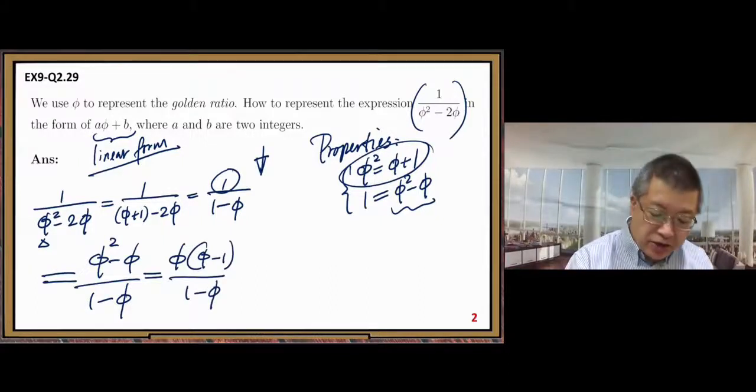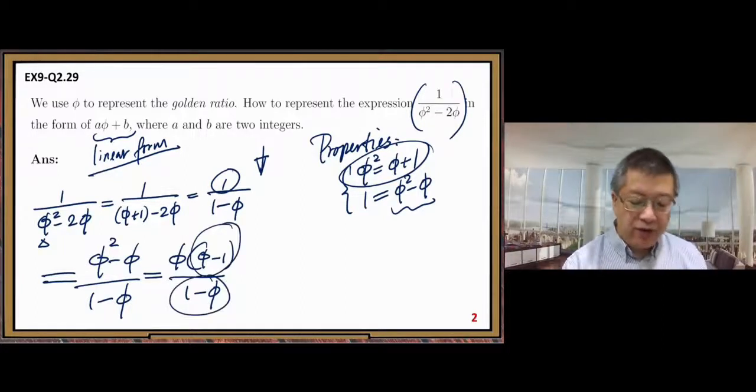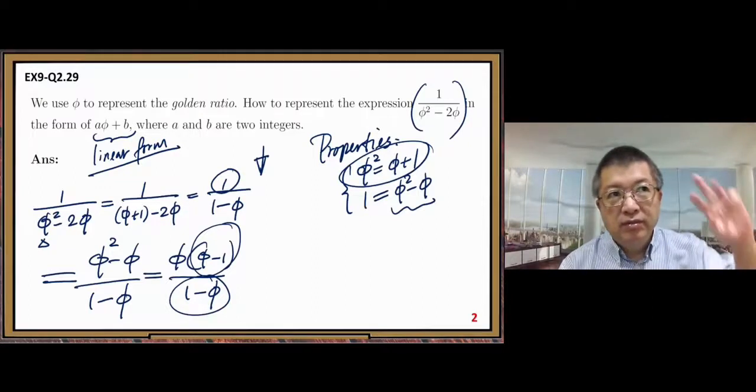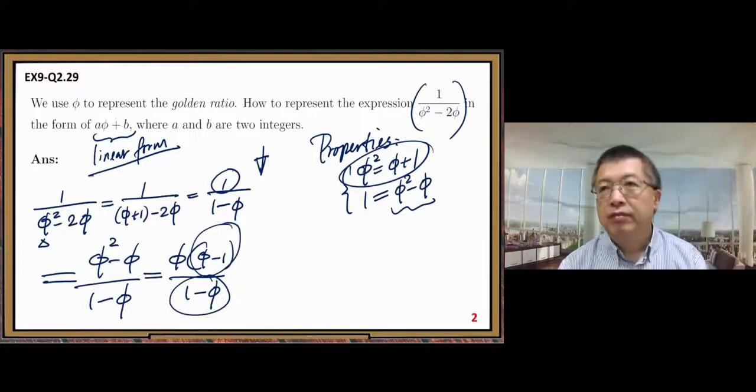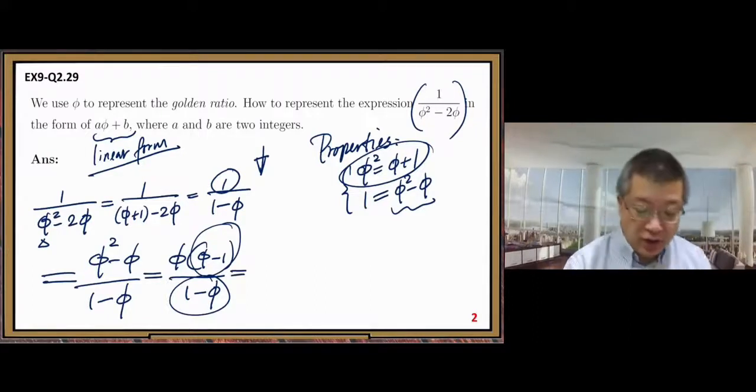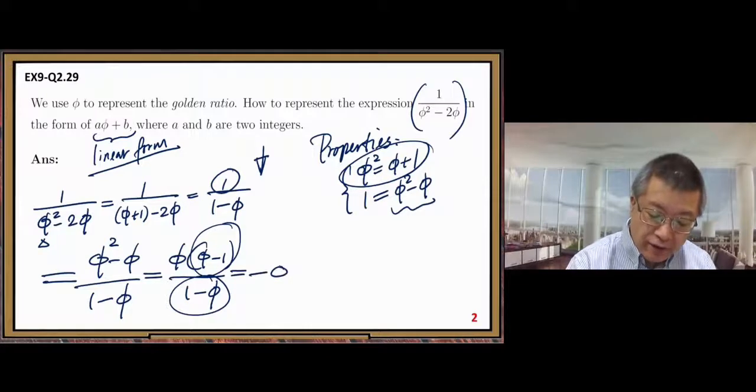Then let's examine phi minus 1 and 1 minus phi. Just the opposite, right? We can do cancellation and get a negative sign after cancellation. So we will get a negative phi.